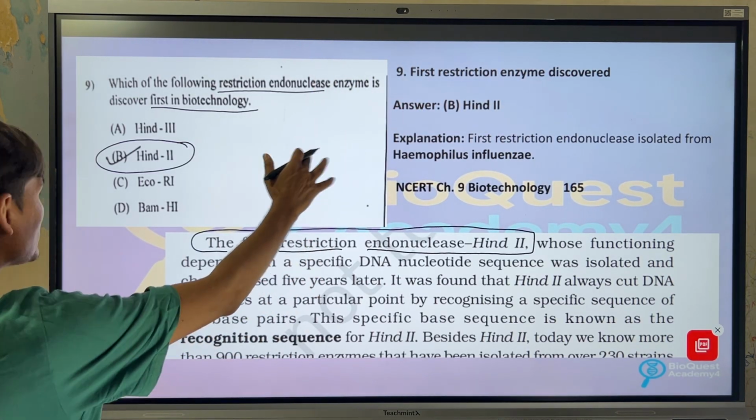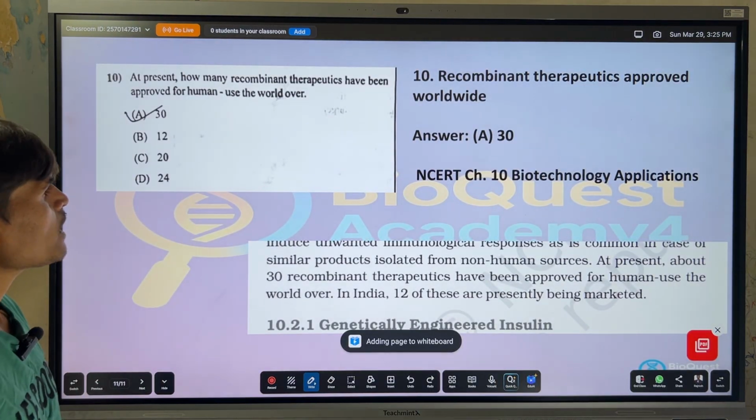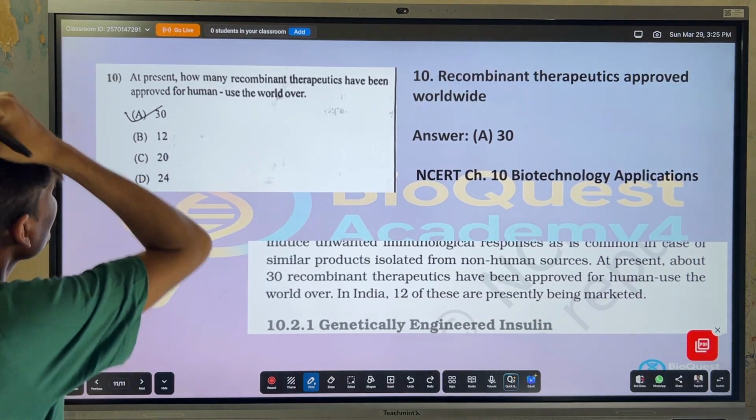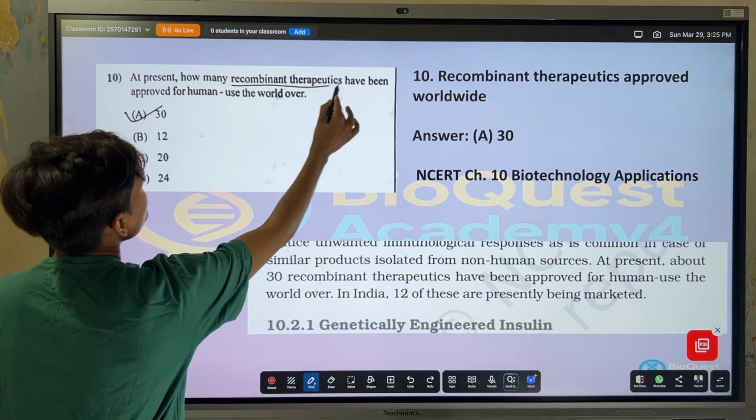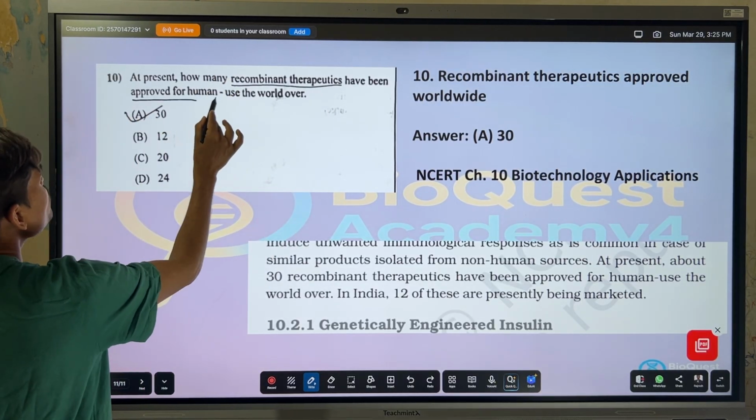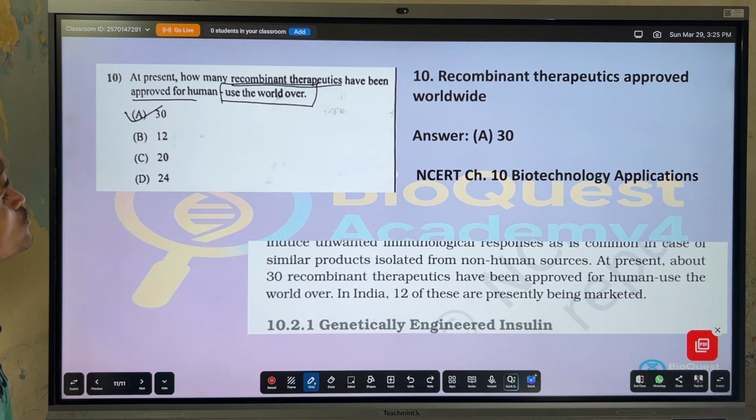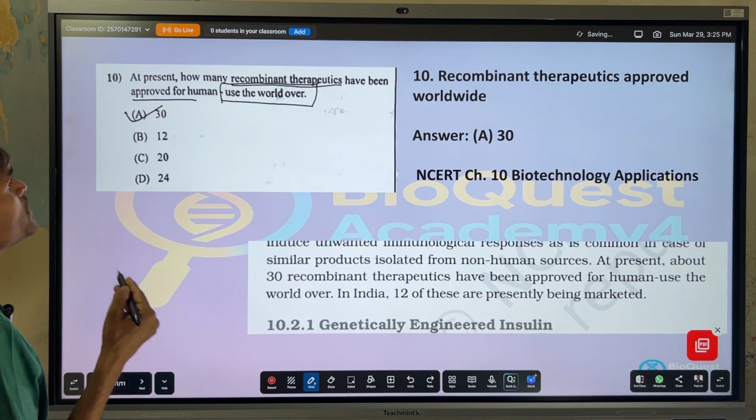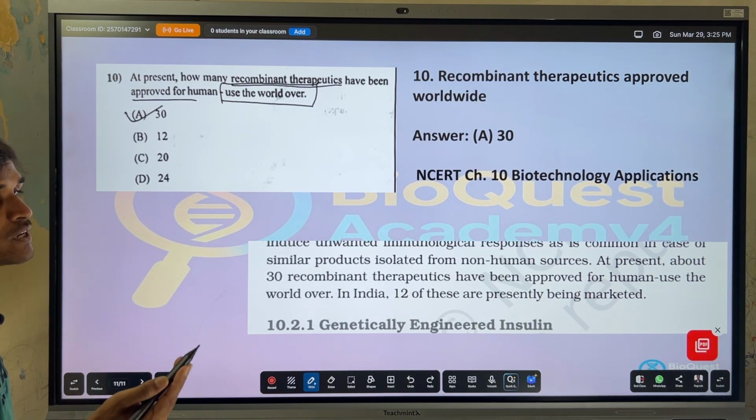Okay, now next question. I hope that I am properly audible and you are able to see this. Question number 10. At present, how many recombinant therapeutics have been approved for human use the world over? Now, means worldwide, how many recombinant therapeutics have been approved for human use?